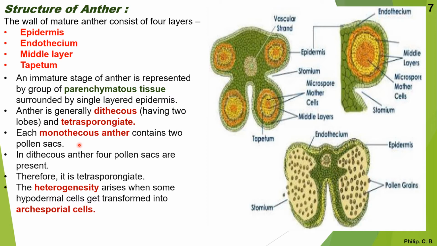So each monothecous anther contains two pollen sacs. A dithecous anther has got four pollen sacs, which you can see over here. Therefore it is tetrasporangiate. That is why there are four sporangia present, or you can see sporangia over here. The heterogeneity arises when some hypodermal cells get transformed into archesporial cells, or as we use the term later on, megaspore mother cells.